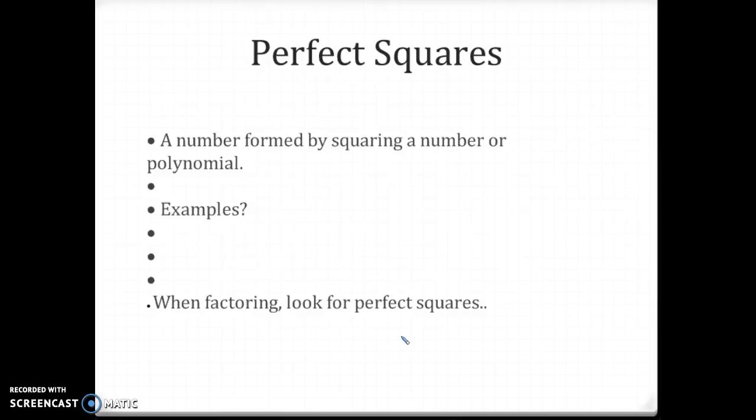Perfect squares. Alright, that was our first way of factoring for this video, where a is not 1. Then we're going to look at difference of squares. Right, so what is a perfect square? It's a number formed by squaring a number or a polynomial.